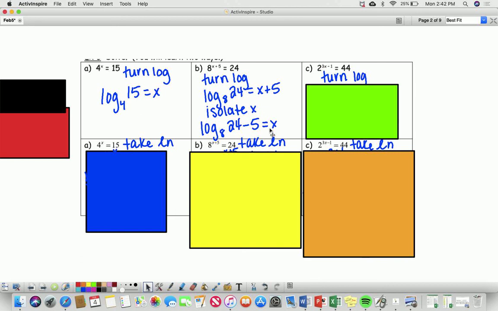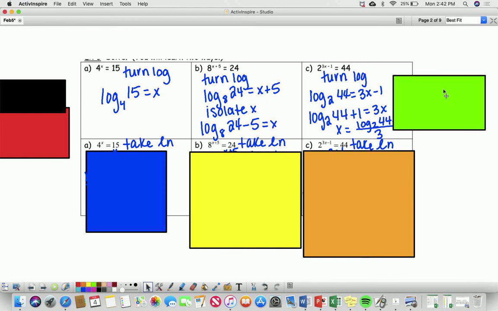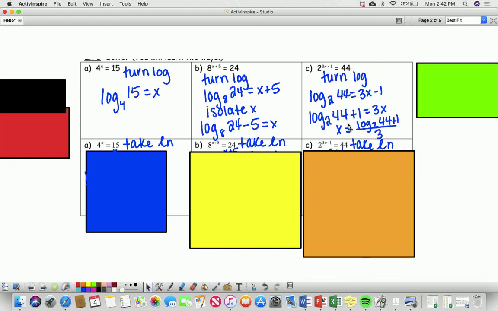Okay, so C, same exact thing. Turn it to a log. So b^n goes to b^n equals m, and then isolate the x. This has an extra step in there because it's a 3x minus 1, not just an x plus 5. So I move over the 1 by adding, because it's subtraction up here, and then I divide by 3. This is now my final answer.